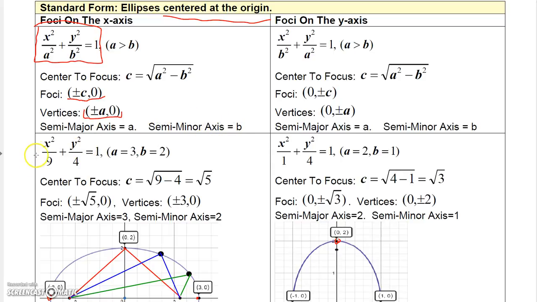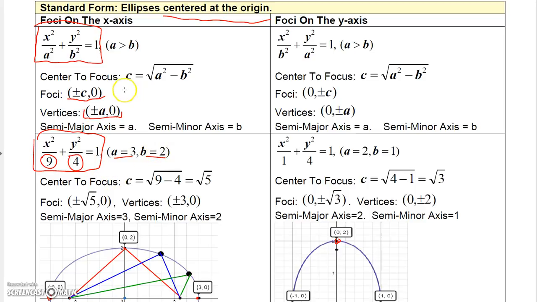So an example of that would be x squared over 9 plus y squared over 4 equals 1. Now notice that if you take the square root of 9, this denominator, you get 3. So 9 is 3 squared. And if you take the square root of 4, you get 2. So b is actually 2. So this has to be a squared since it's bigger than this term. So a would be 3 and b would be 2.